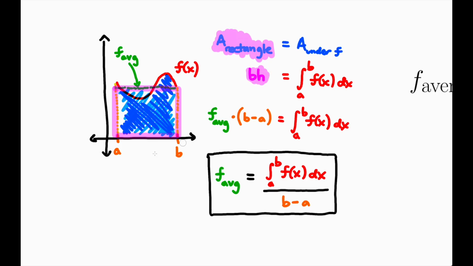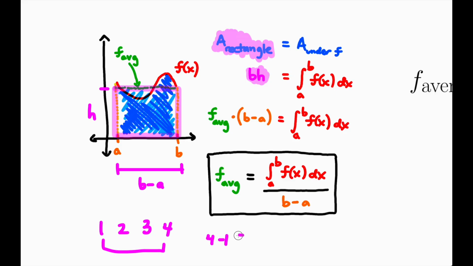You should know that from old school geometry. In this case, the height, how high up it goes, is just going to be that average value of the f function right here. The base is basically going to be the distance from A to B, which is just going to be b minus a. You could just think of a number line. If you have a number line 1, 2, 3, 4, and I want to find the distance between 1 and 4, I could just do 4 minus 1, and then I know the distance is 3. So that's why I did b minus a.